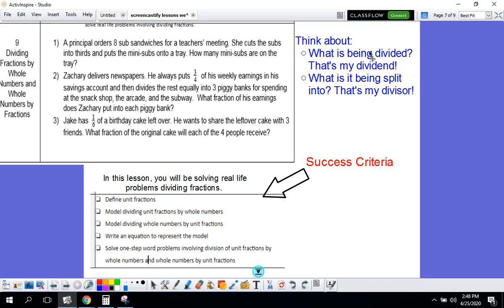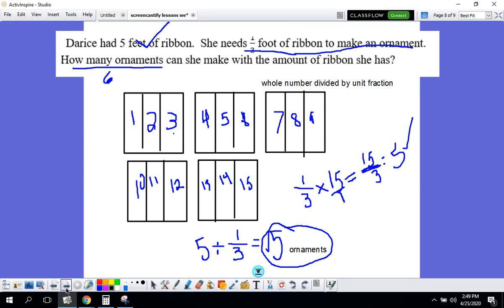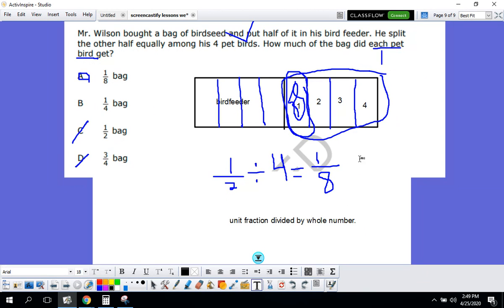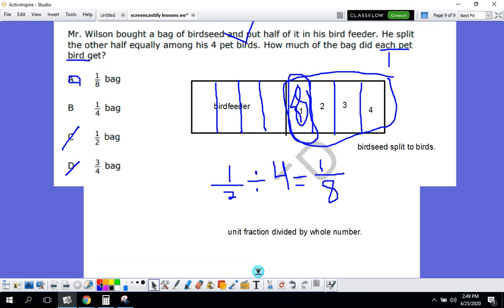Remember, really think about what's being divided. If you know what's being divided, writing that equation should be fairly simple, and then that will really help you understand how to model it. I also want to encourage y'all to label as you go. So, for this model, I labeled this was my bird feeder. I probably should go back and put this as the bird seed split to birds. But labeling your models really helps you make sure you're using all the information in the word problem to make sure you're on the right track.